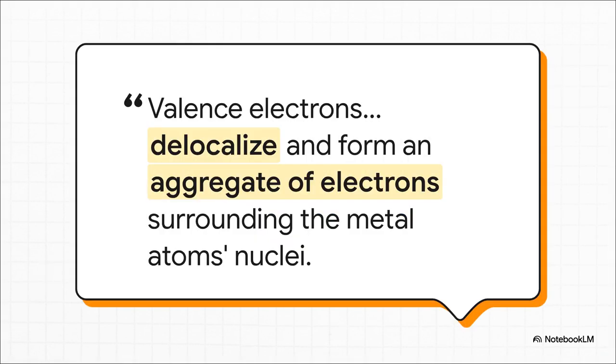So how does this explain something like conductivity? Well, for metals, this quote nails it. The electrons delocalize. That's a fancy word, but all it means is they aren't tied to any one atom. Instead, they form this free-floating sea of electrons that flows around all the metal atoms. It's this mobile sea that lets electricity pass through so easily.